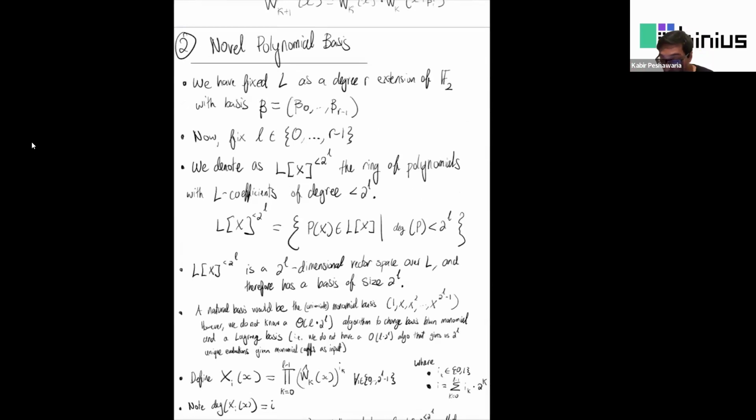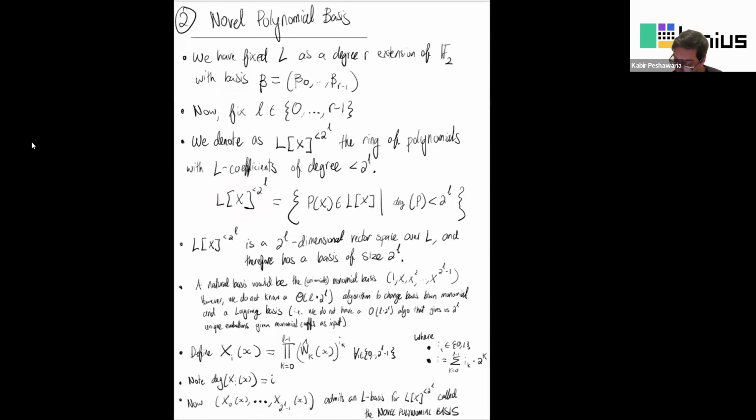Now let's talk about the novel polynomial basis. From before, we have fixed a binary field L as a degree R extension of F2 with the following basis. We're now going to fix another parameter, little l, in 0 to R minus 1. And we'll denote as this the ring of polynomials with coefficients from the field L of degree less than 2 to the little l. So this polynomial ring is formally defined to be all the polynomials where the degree of p is less than 2 to the little l. Okay, a little bit overkill, but maybe I'm just being verbose.